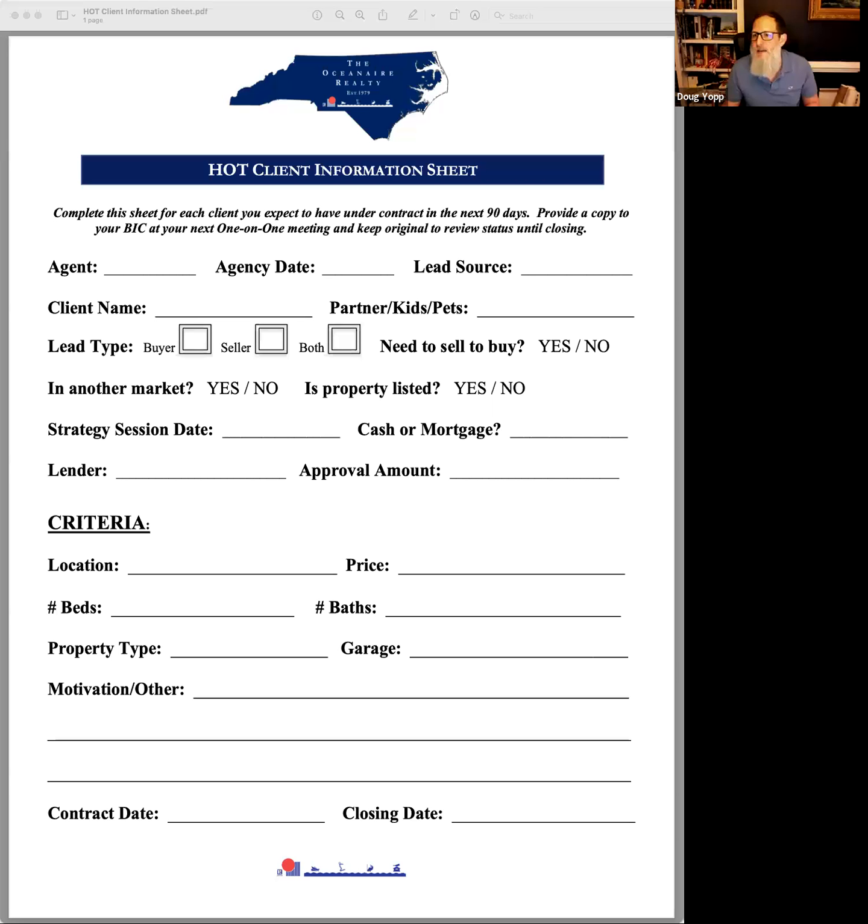So let me share my screen so you can see this document, and then we're going to break it down kind of line by line. And it's not complicated. It's a very simple document. But what it does allow is for you to, A, keep these things right in front of yourself, right? And B, be completely honest with yourself. Are these people in the right category where they need to be?